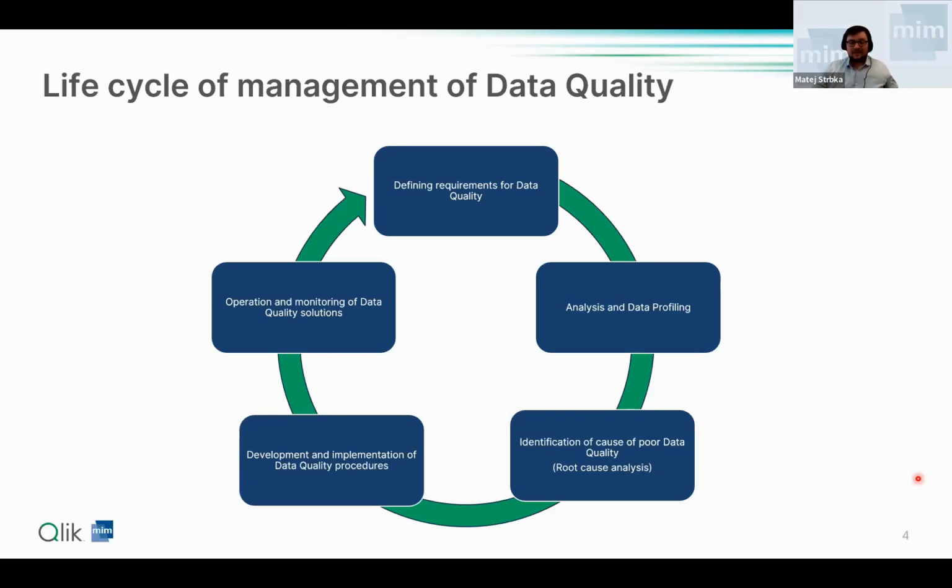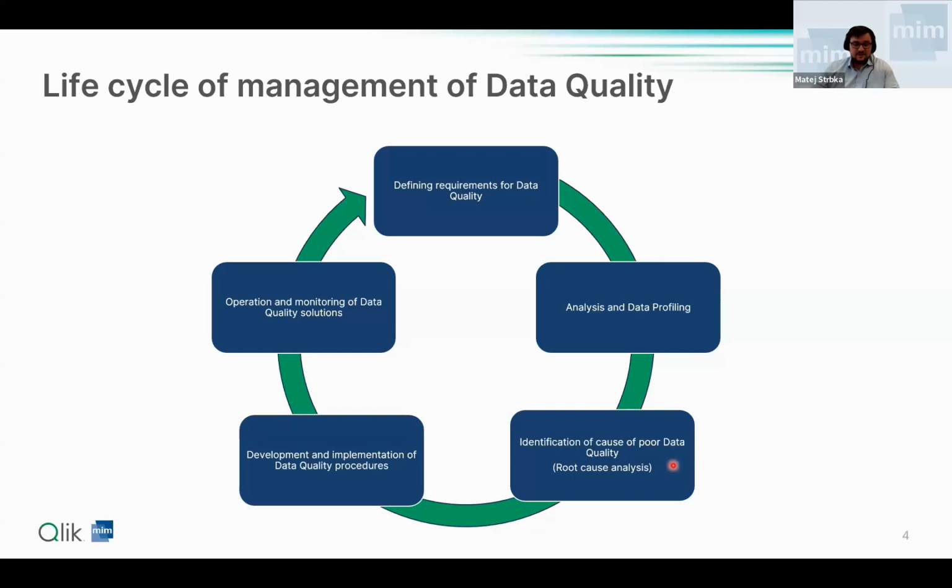We first start with defining the requirements for data quality. It is step number one, a step where we want to assess what is needed for improving data quality. The second step is analyzing and profiling data. What is the actual state of our data? What is the completeness of the tables? Are there some business rules that should be followed but are not? So it is just an overall look at the state of the data.